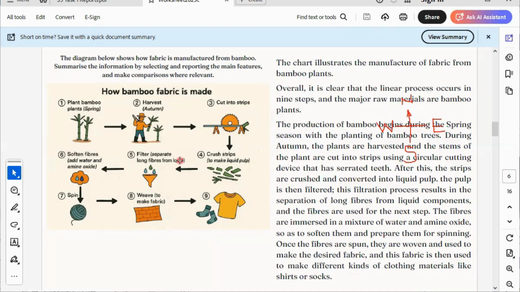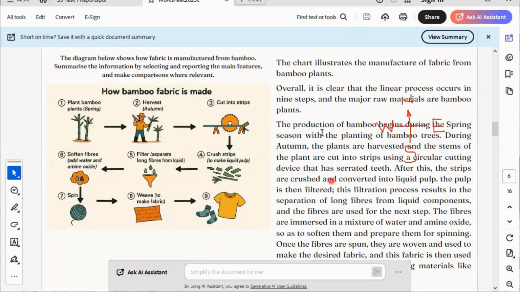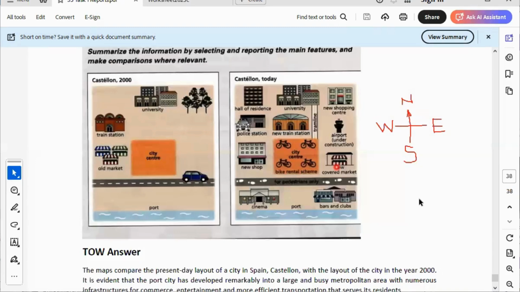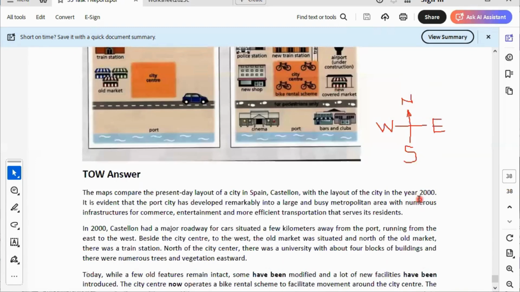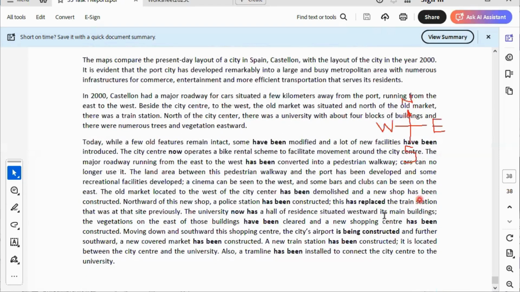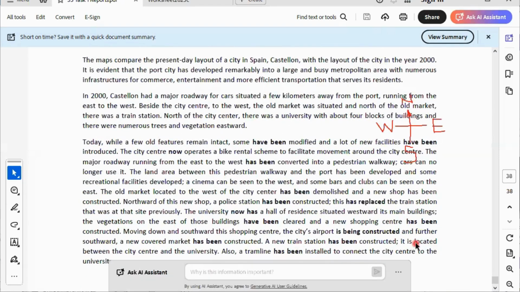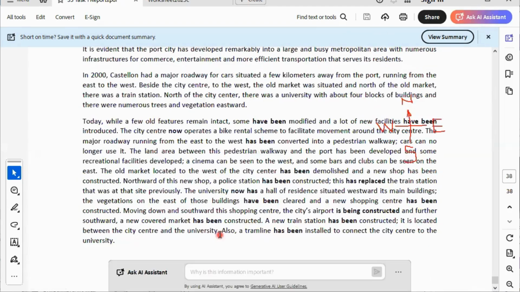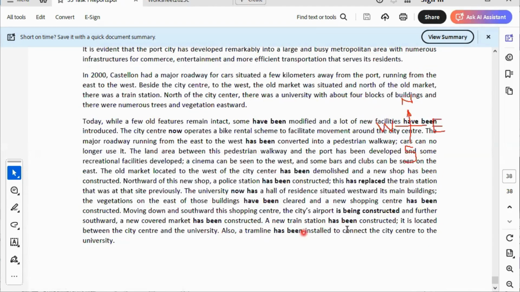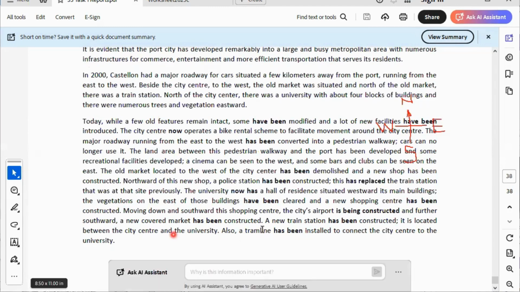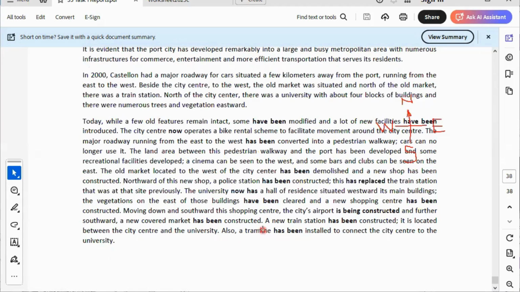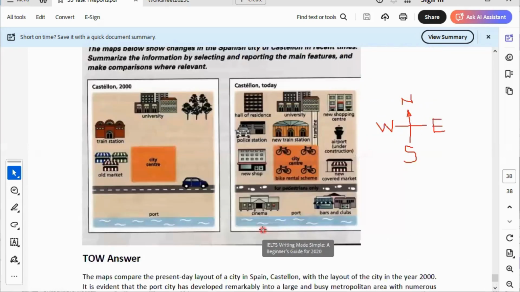It's something that happens all the time. Anytime you want to make fabric. So what you do is what? You use present simple tense. So you cannot use the word being. Okay? So here we use being because we are referring to something that is ongoing. And then a train station has been constructed. It is located between the city center and the university. Also, a tram line has been installed to connect the city center to the university. So that's it. Map report: introduction, overview, and the main body. That's it.